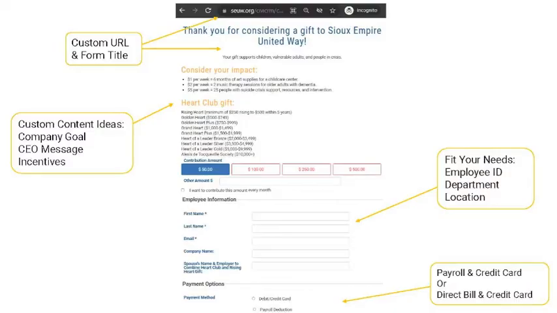This I typically recommend to companies if they don't have payroll deduction at their company. Then you can have a reoccurring or one-time credit card donation, which mimics that same payment schedule. So I pretty much recommend this one to companies that do not have payroll deduction at their company. You can still customize the URL and have a title right on your giving page. You can include a message from your CEO, the company goal. We can edit that for you to make it personalized to your employees.